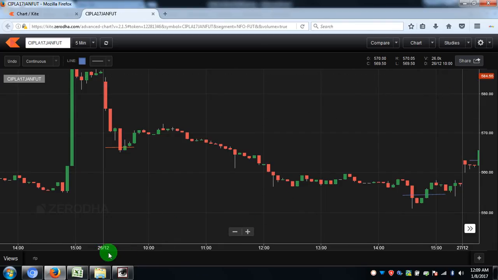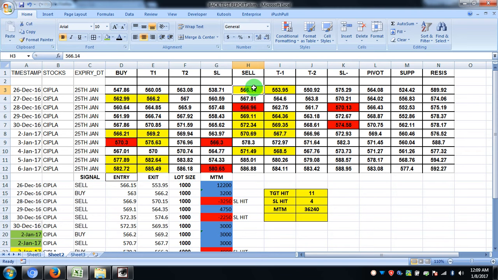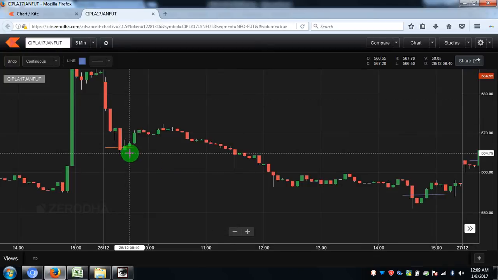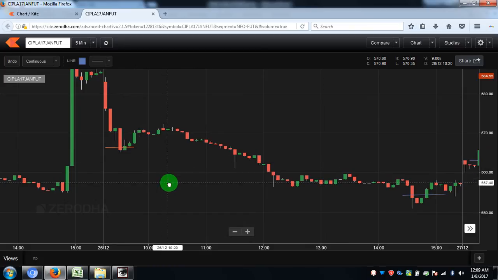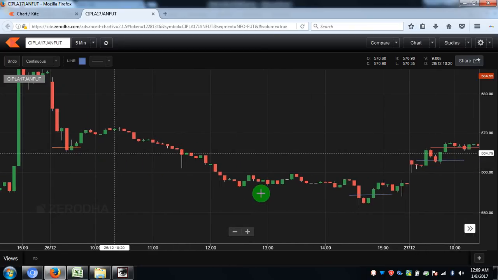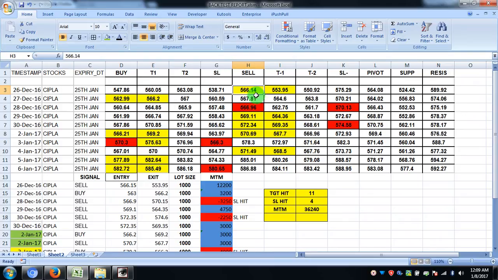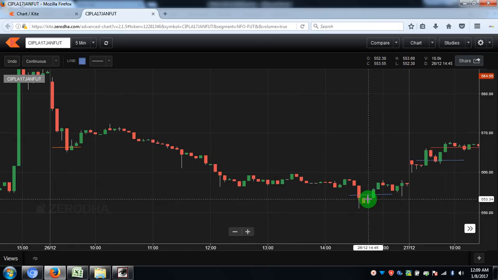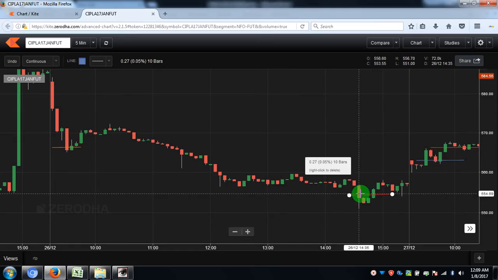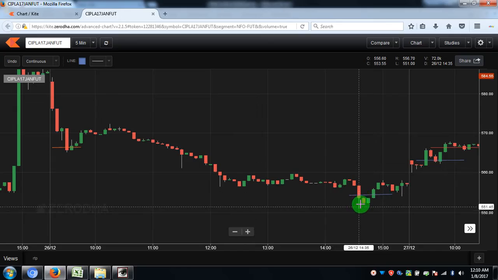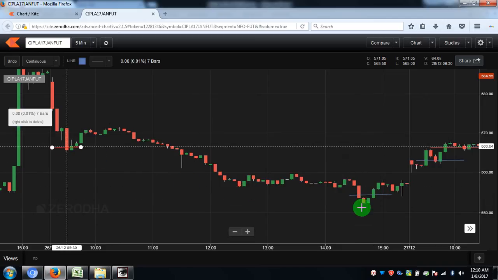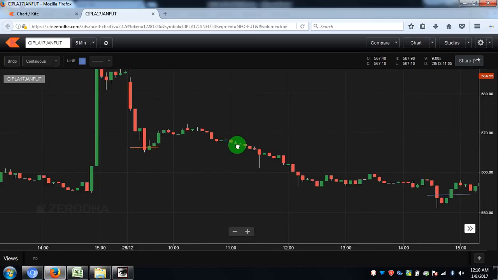You can see this date, 26th December. This was the chart, 26th December Cipla futures. Here we generated a sell call in Cipla at 566.15 paisa. This was the line where the sell call was generated at 9:30. Later you can see it continuously came down, and the target was given at 553.95 paisa. The candle low you can see is 551. Here the sell call was generated, and here the target was done in Cipla on 26th.